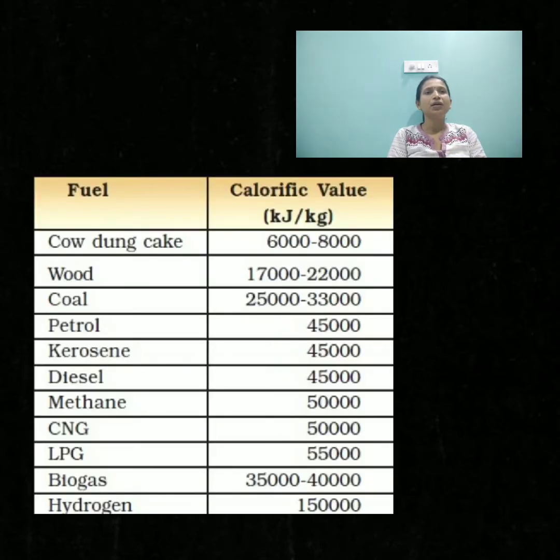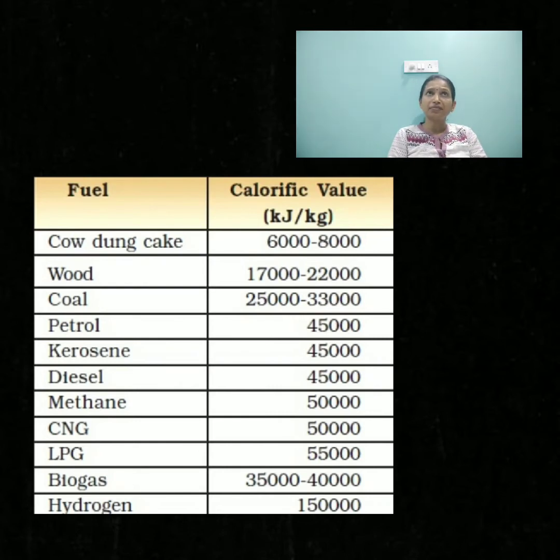First, the cow dung cake, its calorific value is 6,000 to 8,000. Wood has the calorific value 17,000 to 18,000. Then coal, it has the calorific value 25,000 to 33,000. Petrol, near about 45,000. Even kerosene, then diesel, it has the same calorific value as petrol. We have the methane, then CNG. Methane is a gas, CNG is compressed natural gas.